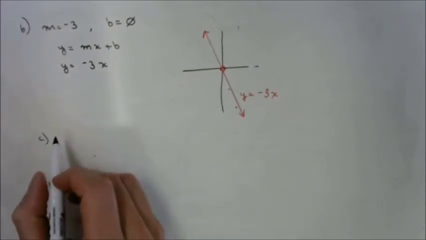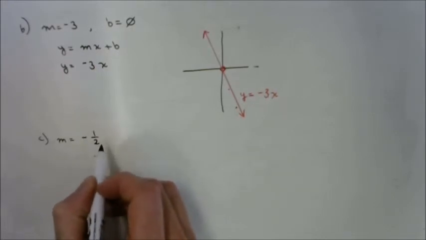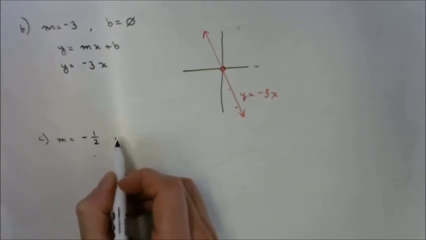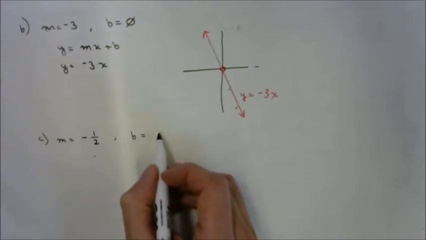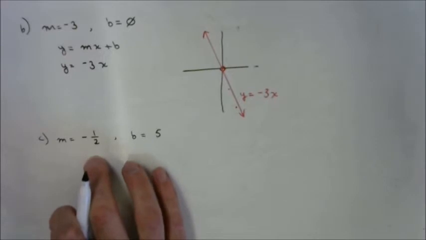C says a slope of negative 1/2 and y-intercept of 5. I'm going to ask you just to slow down your brains, okay?